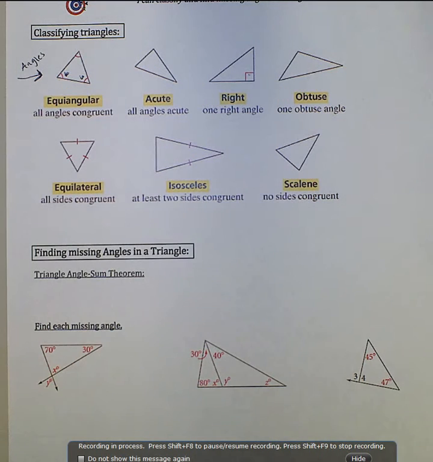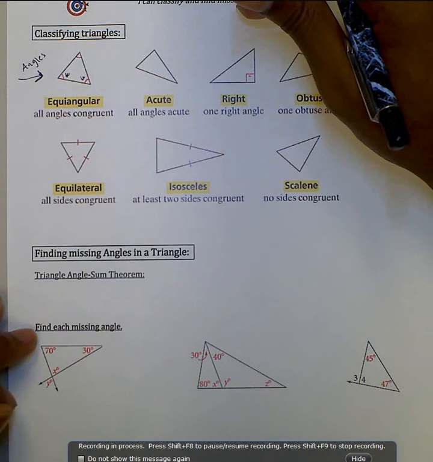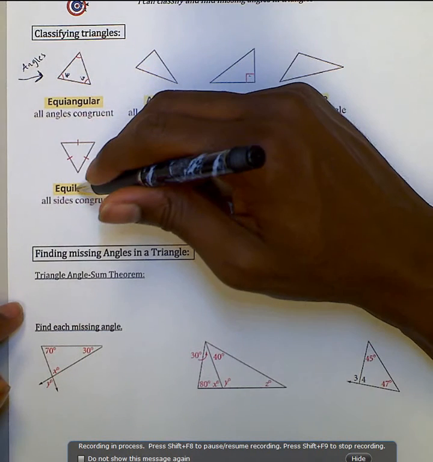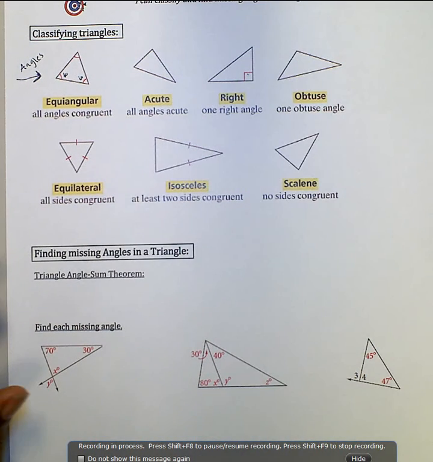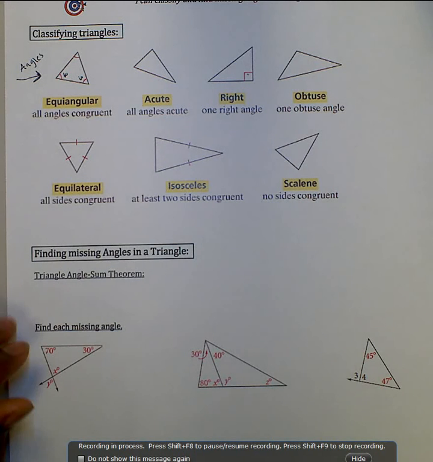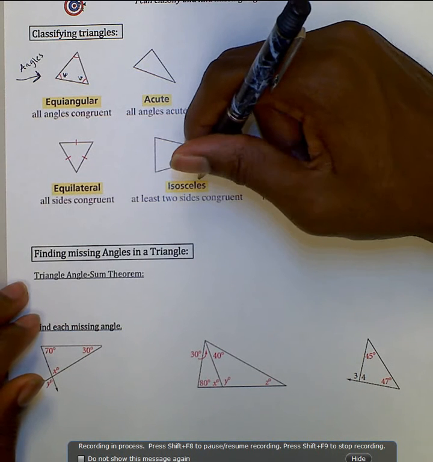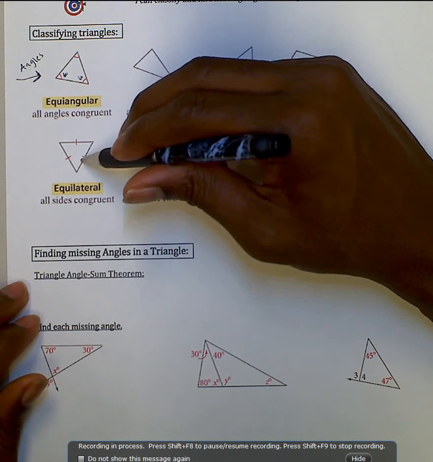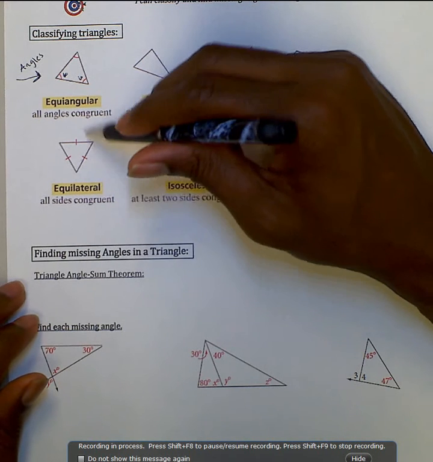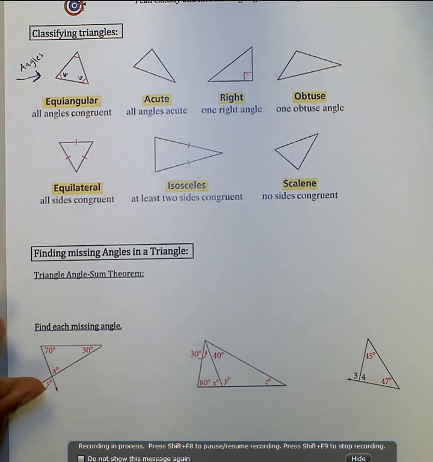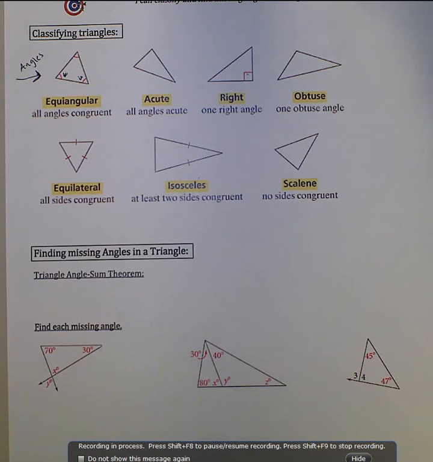Here are the classifications for sides. We classify a triangle by its sides by how many sides are the same. If all three sides are the same, we call it equilateral. If we have at least two sides that are the same, then we call it isosceles. This equilateral triangle could be considered isosceles because it has at least two sides the same, but it's more specifically called equilateral. And if we don't have any sides that are the same, we call it a scalene triangle. So have those written out and remember them.